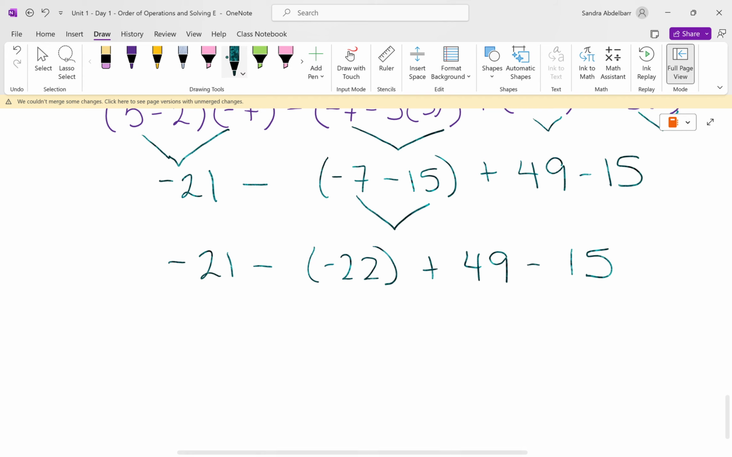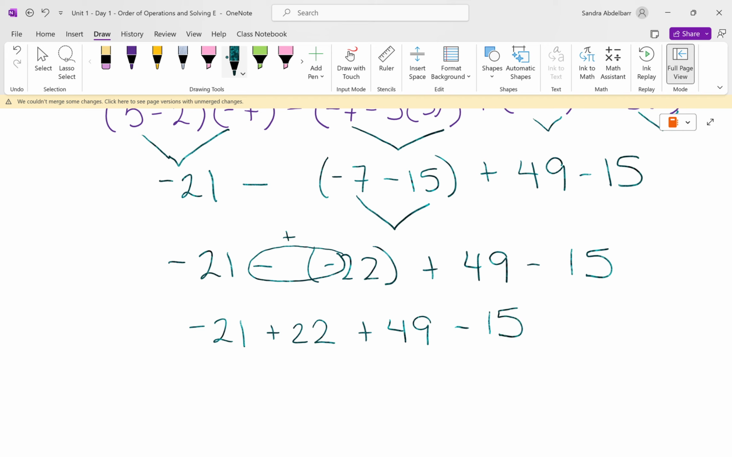So now we have all addition and subtraction, so we can really add in any order we want. This double negative, doesn't that make a positive? So we have negative 21 plus 22 plus 49 minus 15.